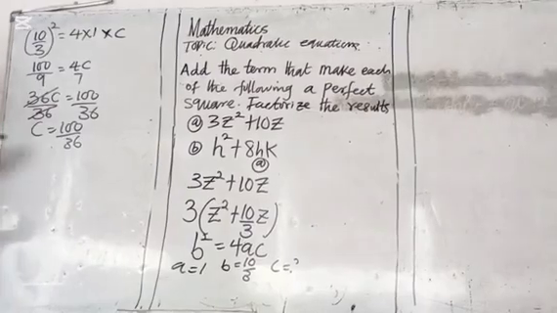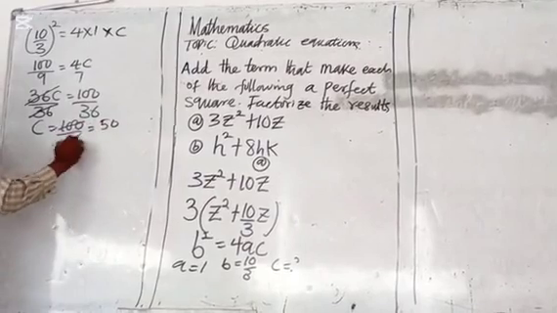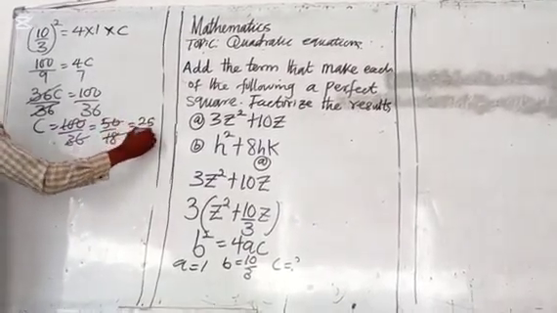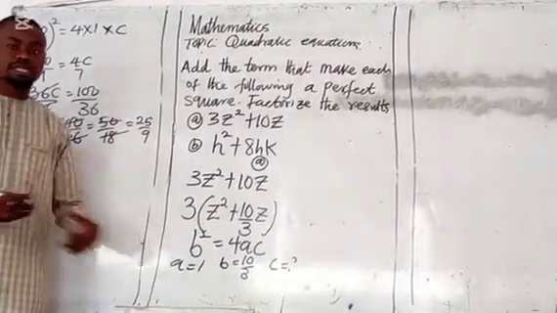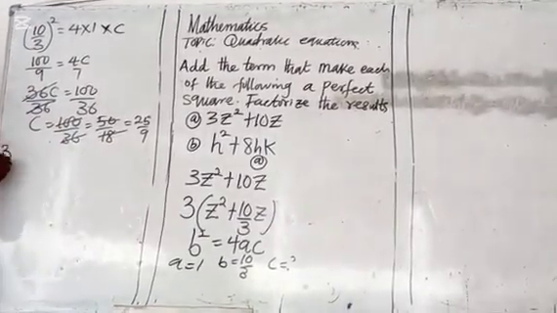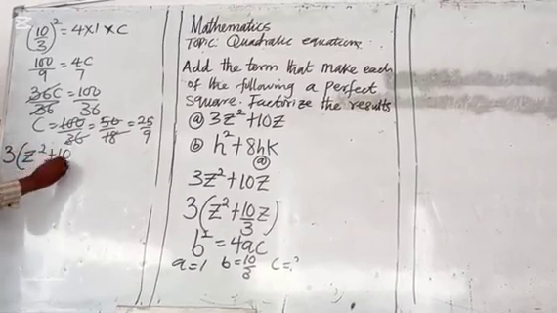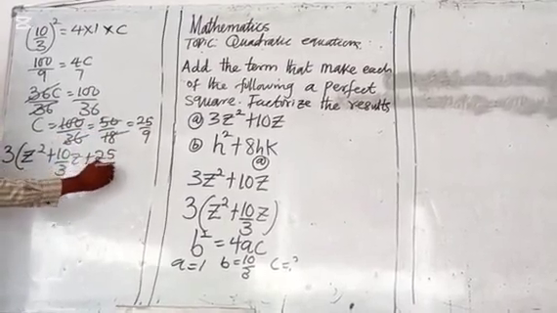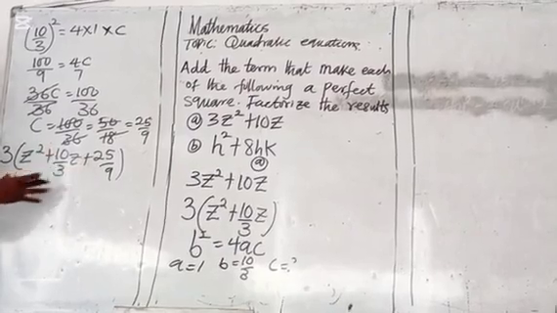Then express this in the lowest terms. Divide by 2: here we have 50, here 18; divide by 2 again: 25 and 9. Which means 25 over 9 can be added to this expression to make it a perfect square. So the expression changes to 3 open bracket z squared plus 10 over 3z plus 25 over 9. Then I now find a way to factorize this. How can I factorize this?